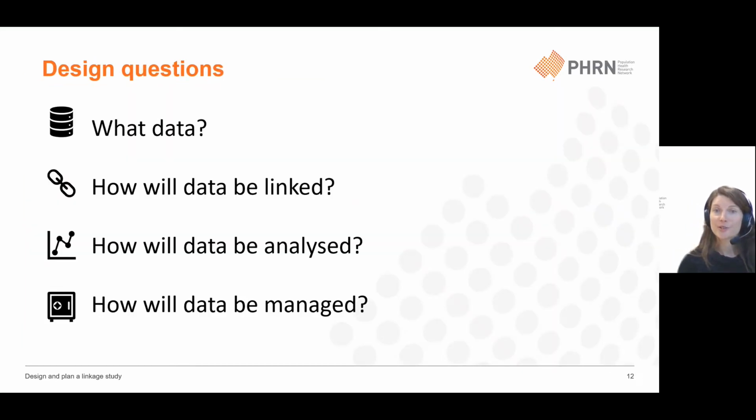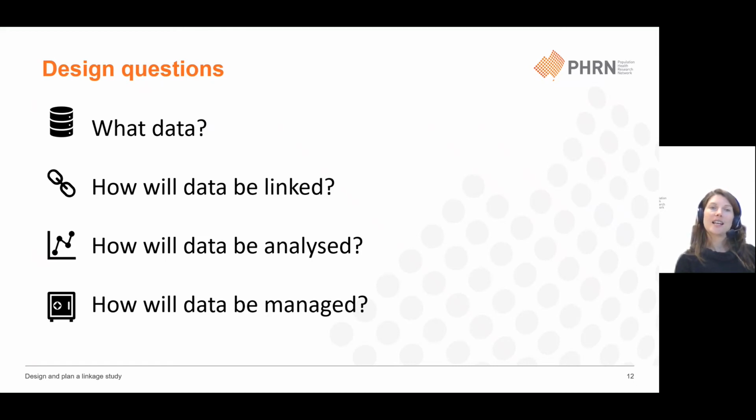Some design questions to consider before you apply for linked data are: what data do you need? The table in the previous slide gives you an idea of the many data sources that may be available to answer your research question. Remember, the more data sets you'd like to include in your study, the more approvals you will need to seek, as generally every data collection has its own data custodian who decides on whether the data you've requested from them can adequately address key questions in your proposed research project.